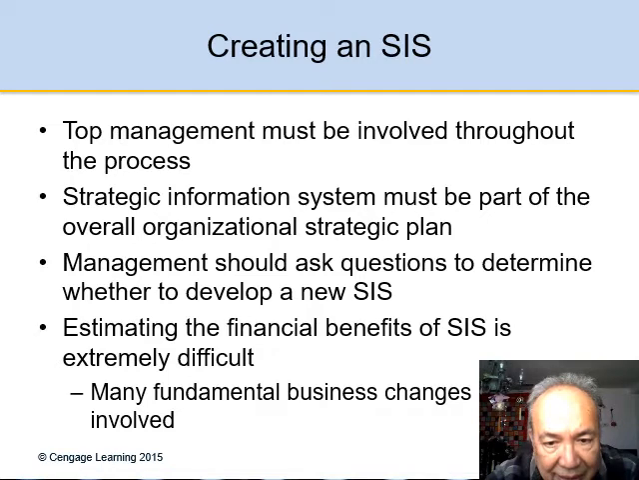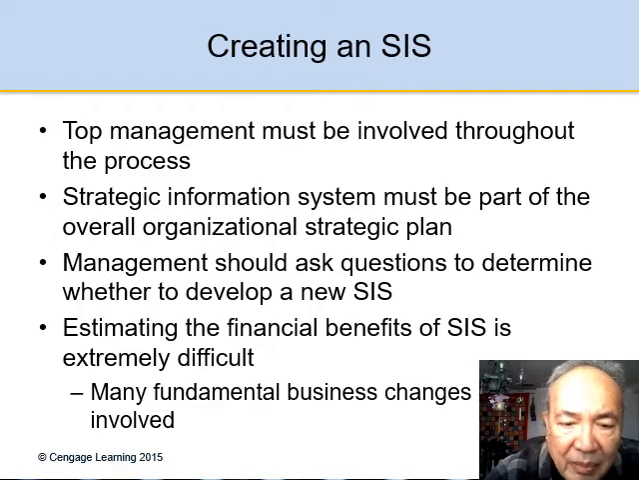Now, creating the strategic information system. Top management, the people on top, must be involved throughout the process. Strategic information system must be part of the overall organization strategic plan. Management should ask questions to determine whether to develop a new strategic information system. Estimating the financial benefits of the system is extremely difficult. Many fundamental business changes are involved.